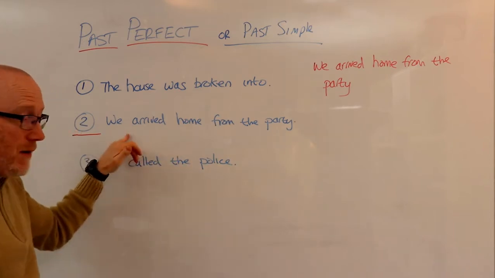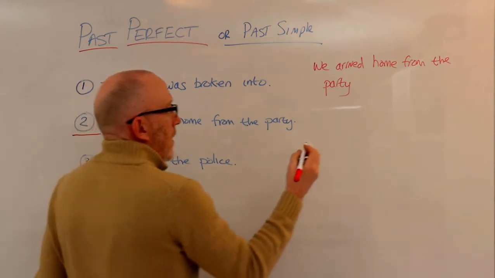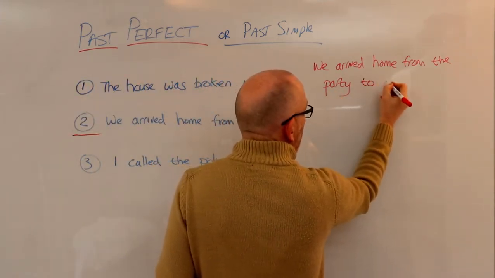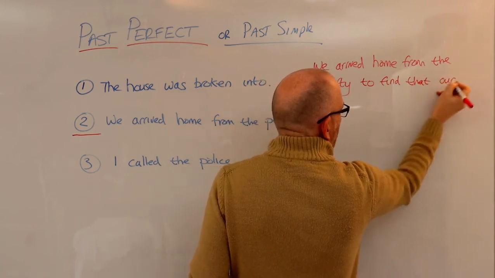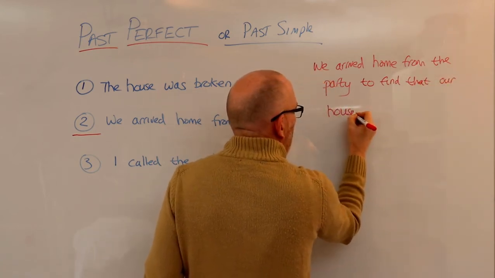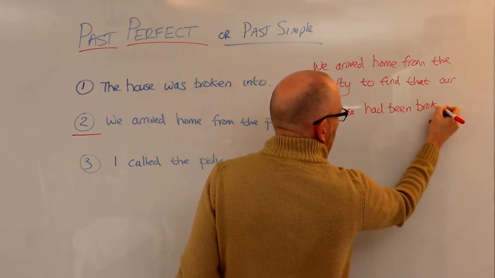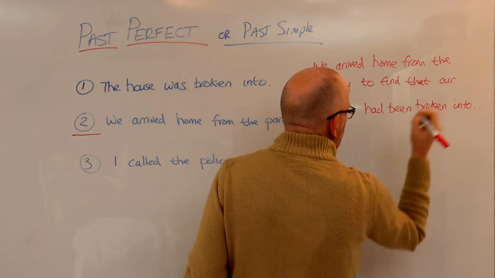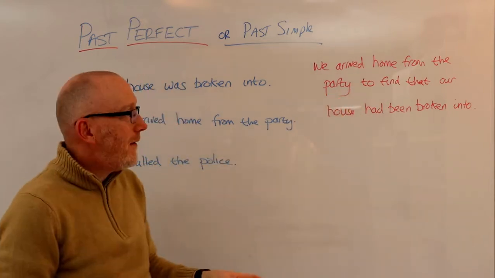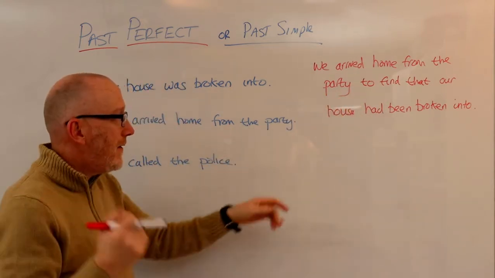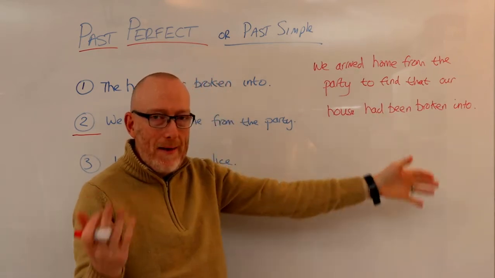Now, anything that happened before that, we're going to describe using past perfect. So we arrived home from the party to find that our house had been broken into. Okay, so we arrived home from the party, simple past. Then the event that happened before that is to find that our house had been broken into. Had been, past perfect.